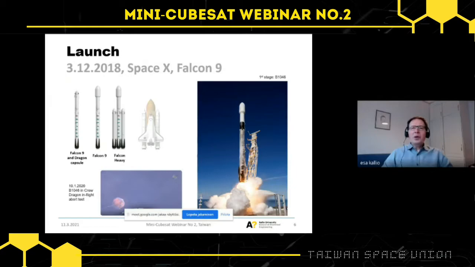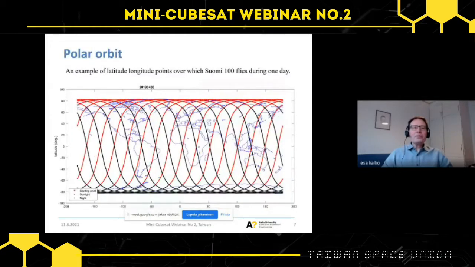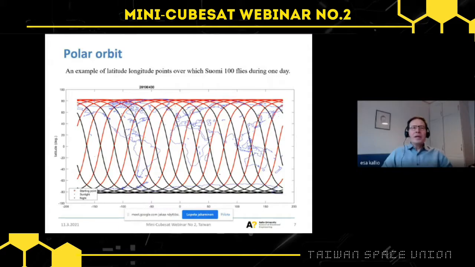So that was destroyed on purpose. The orbit is a polar orbit because we really want to measure auroras. We want to do ionosphere research, especially around Finland and in Scandinavia. Here you can actually see the trajectory, the ground track during one day, and you can see that part of it is on the day side and part on the night side.